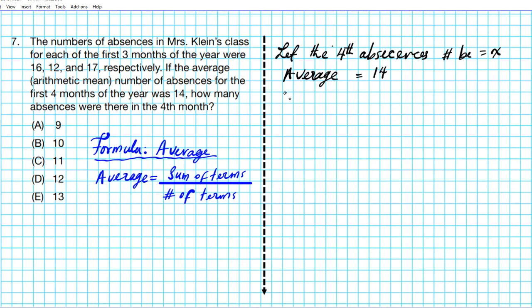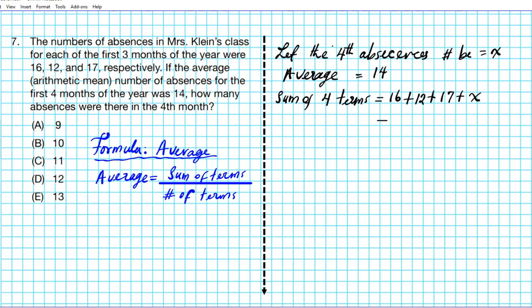Now we're looking at four terms here. What's the sum of the four terms that we have that has an average of 14? So the sum of the four terms, starting from 1, 2, 3, including the fourth one, is going to be 16, the first one, plus 12, the second, plus 17, the third, plus x.